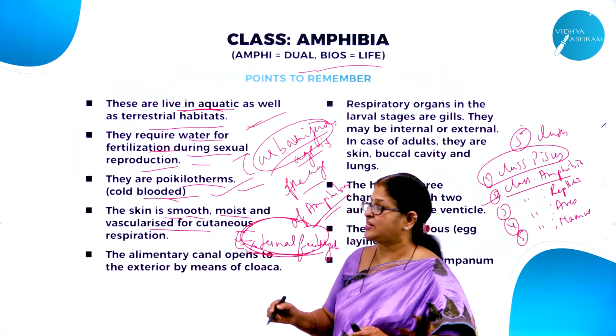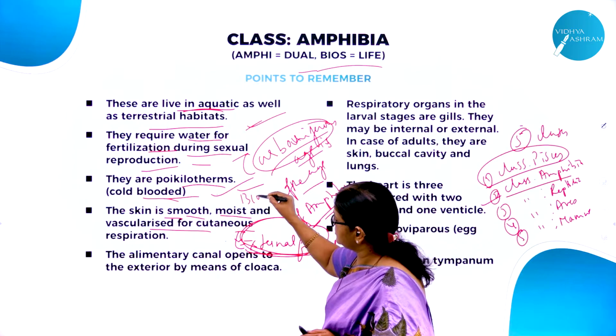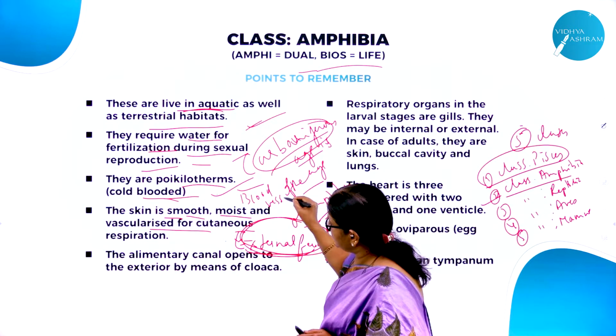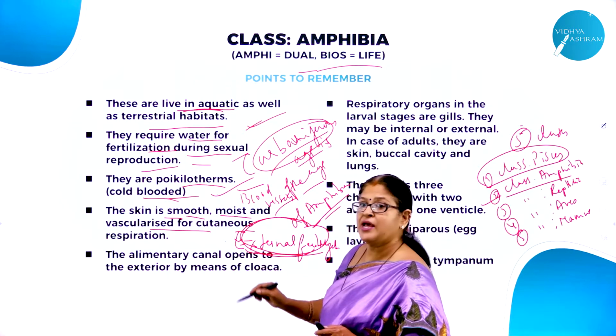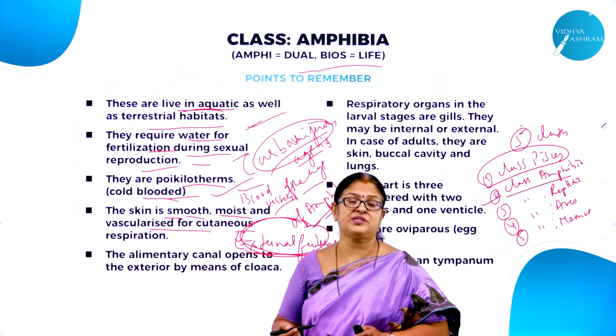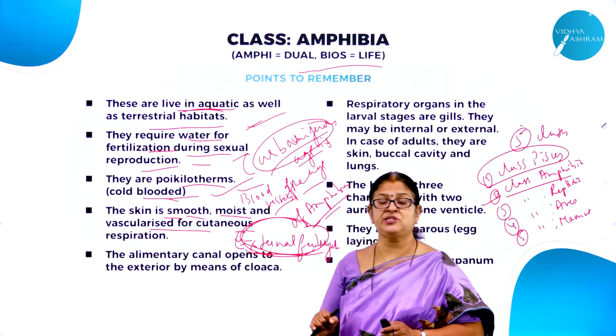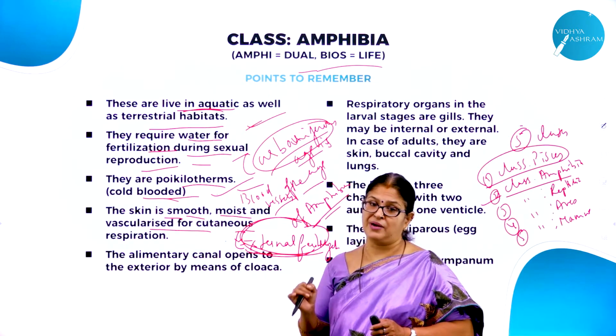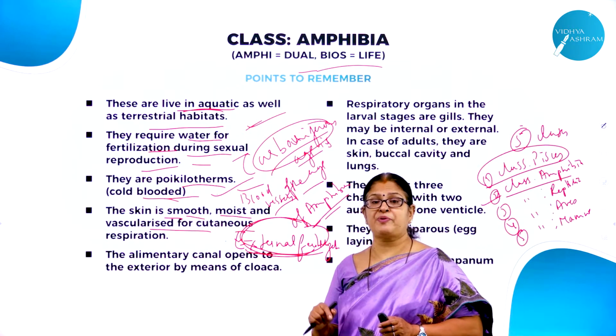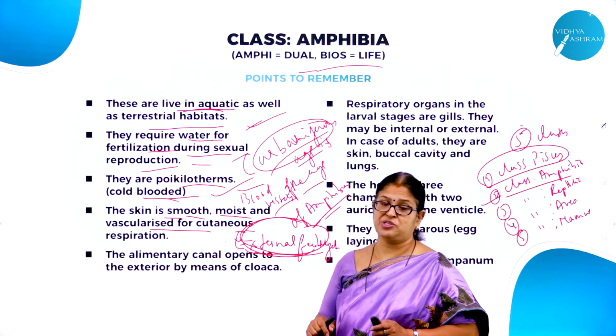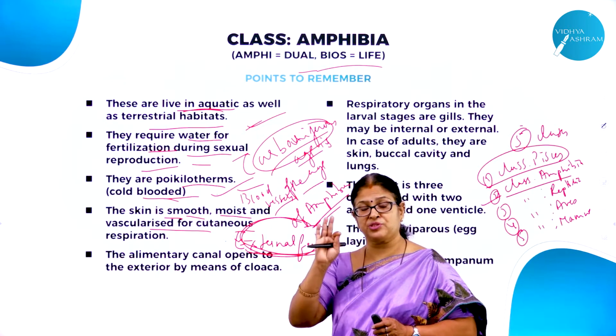What do you mean by vascularized? You can see the blood vessels on the body. And a very, very important feature in frog is that it can respire through skin, called cutaneous respiration. It can respire through mouth, called buccal respiration. And it can respire through lungs, called pulmonary respiration. So frog can respire through three means.